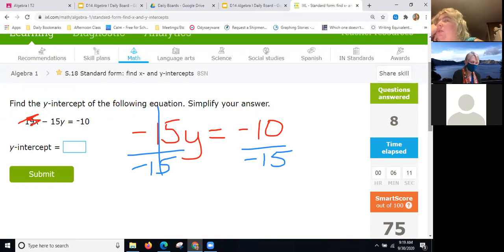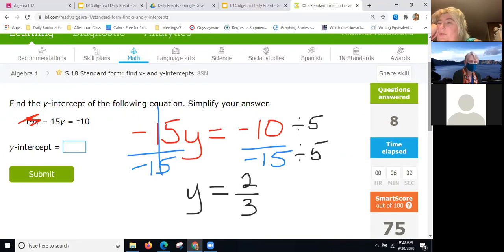And then we have y. 2 negatives we know make a positive. And then what do you guys think? Could 10 over 15 reduce? Do they have something in common? They have 5s in common. So we need to reduce that by dividing by 5. And then you get 2/3.